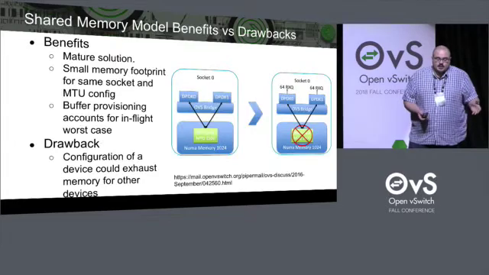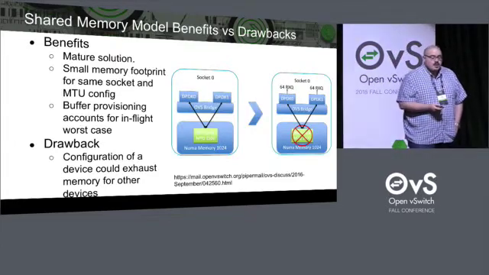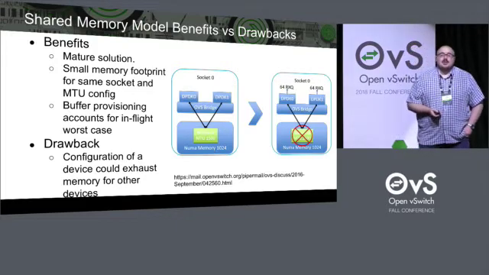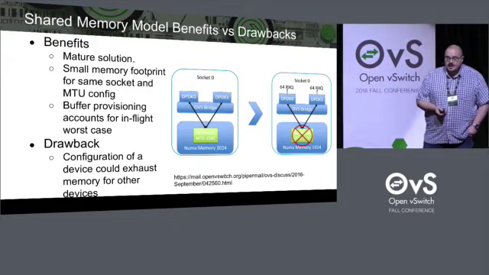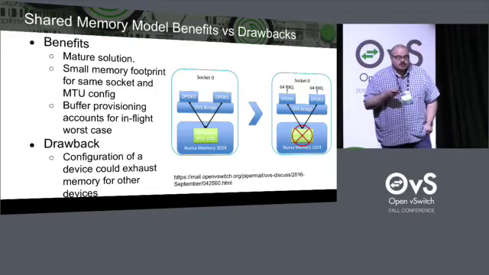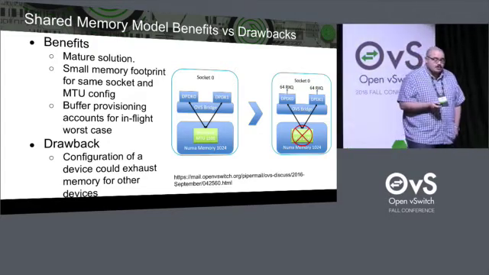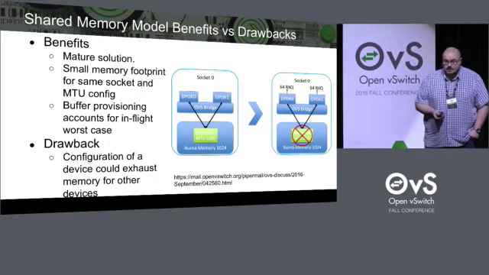And I suppose when we looked at this, it's like, well, what are the benefits and what would be the drawbacks? So benefits are, I think this has been in place since about OVS 2.5 at least. So it's a mature solution. It's pretty well tested and has been bug fixed over the past number of releases. And another really good point would be it can have a very small memory footprint for the same socket and MTU config. So you saw there whether it was physical or virtual ports, they could use the same mempool. And that could be n number of ports essentially.